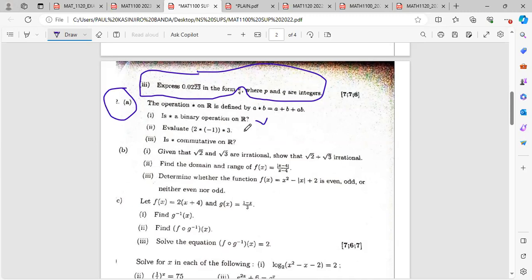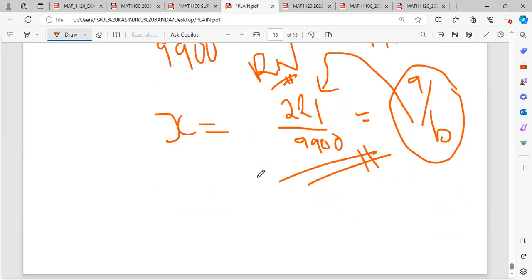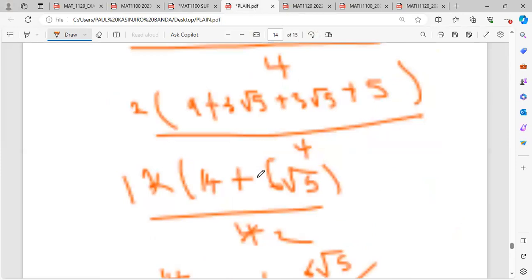Then number 2, they're saying evaluate. Then number 3, they're saying is star commutative on R? So those are the 3 questions that we are going to deal with. So let me go to my board.